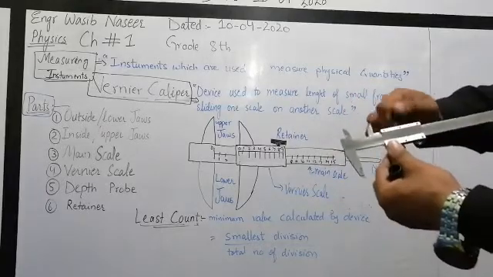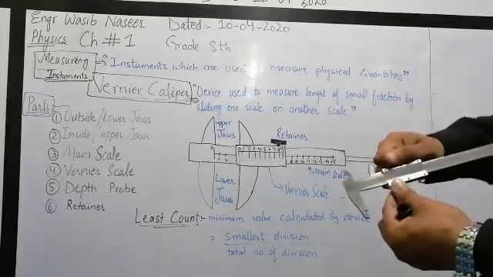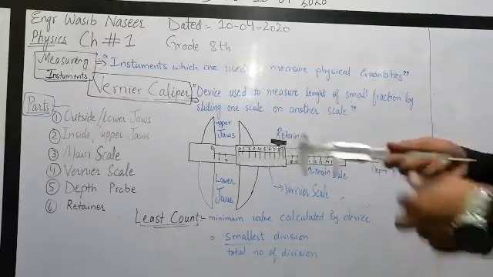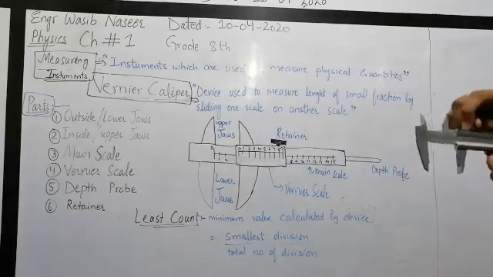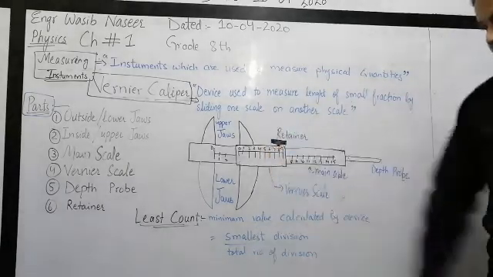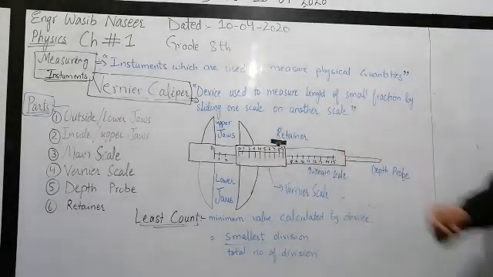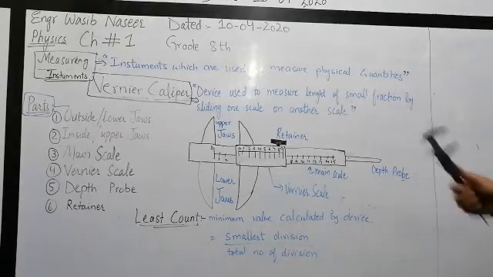And this is the retainer which is used to block the sliding scale on the main scale. I will define it: the retainer is a screw which is used to block the Vernier scale on the main scale. This is the diagram. Okay, also you will understand how a Vernier caliper works.